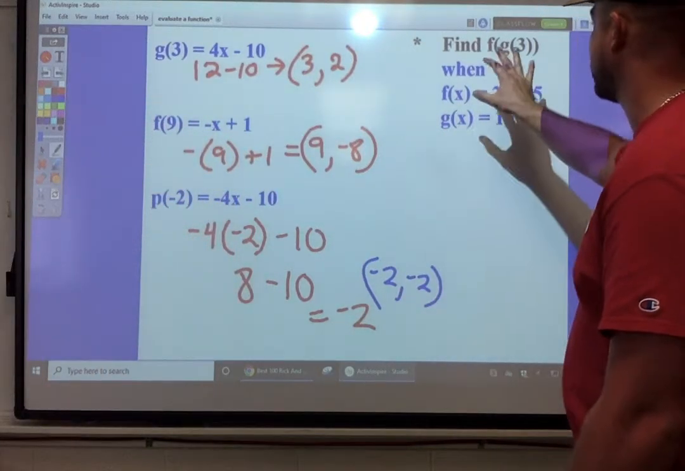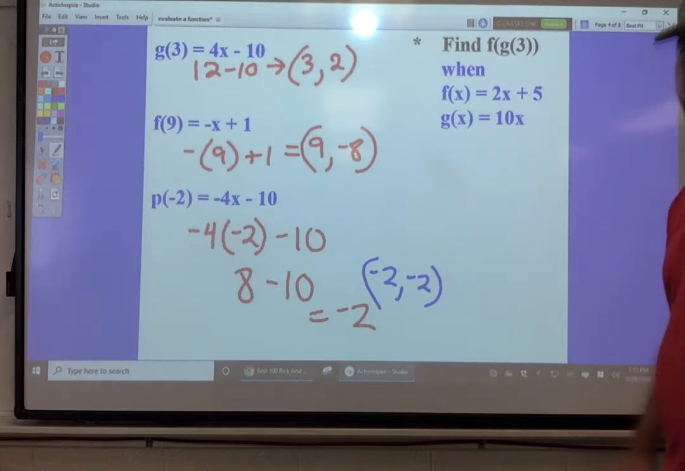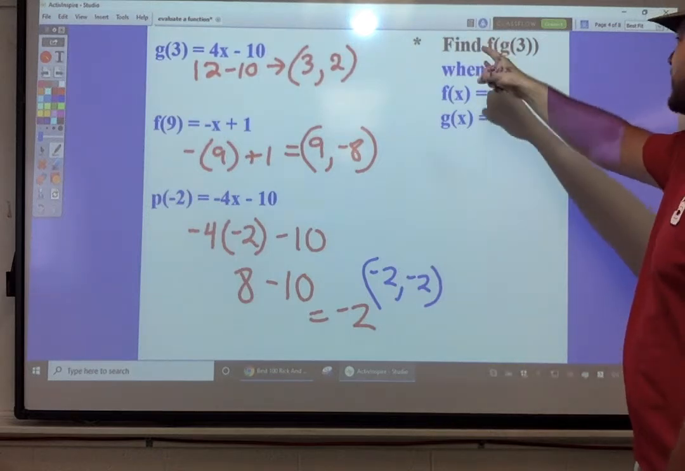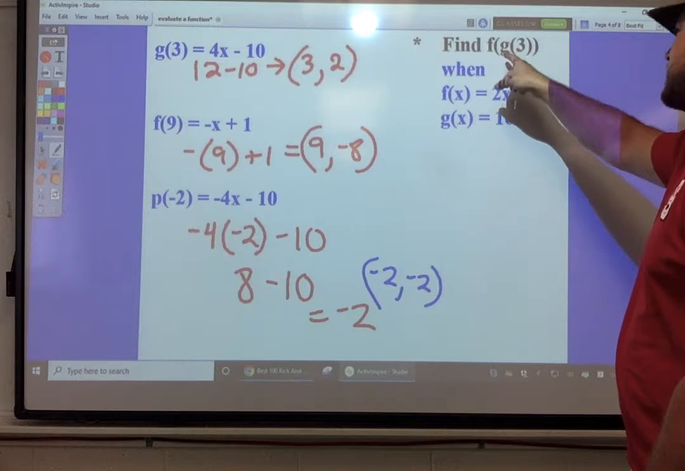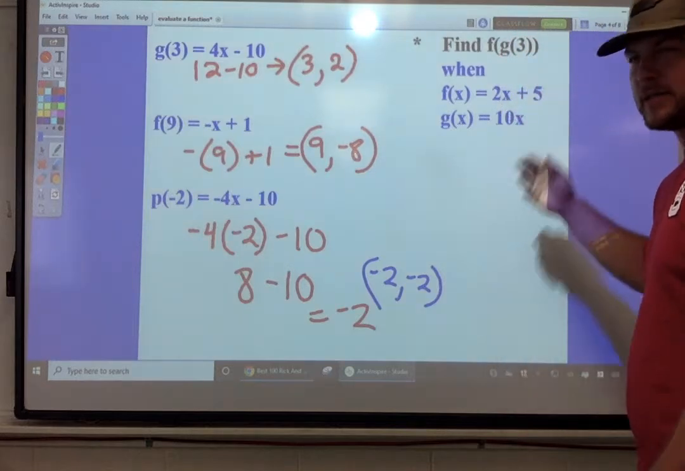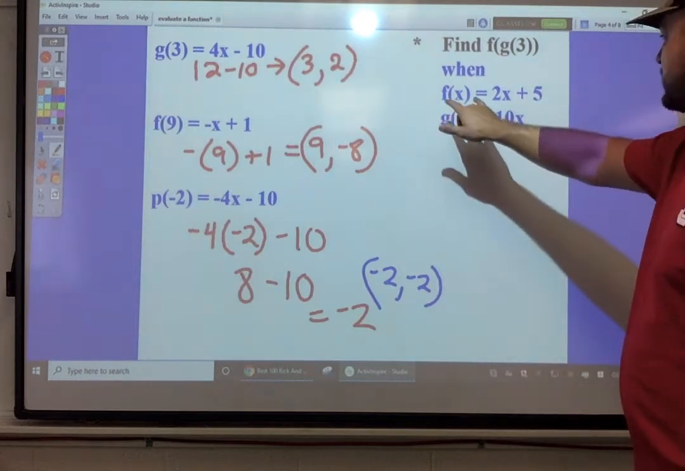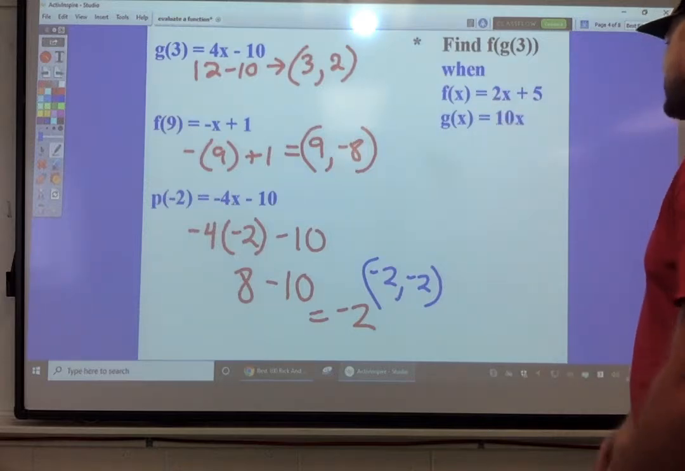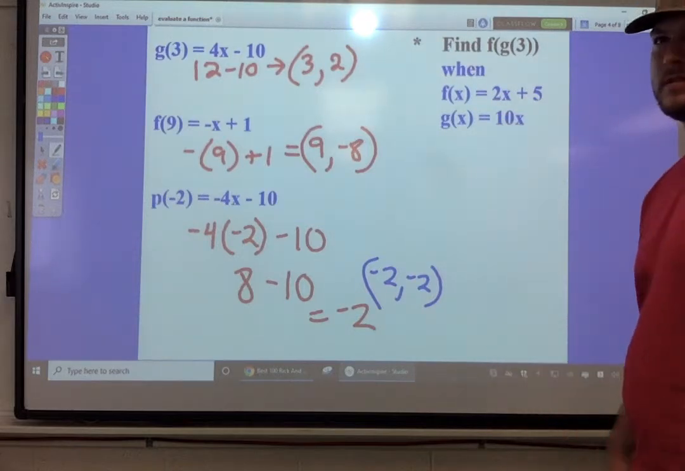All right, look up here, guys. So we got something that looks a little bit different, maybe a little bit more detail here. It says find f of g of 3. All right, we got 2 letters up there, and it gives us 2 functions. F of x equals 2x plus 5, and then g of x equals 10x.